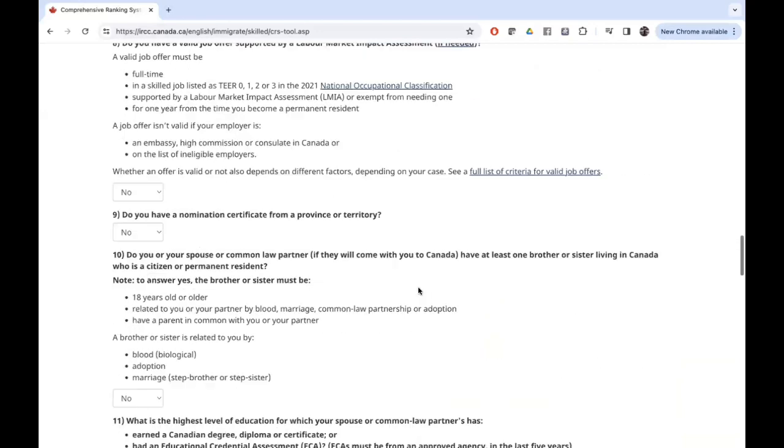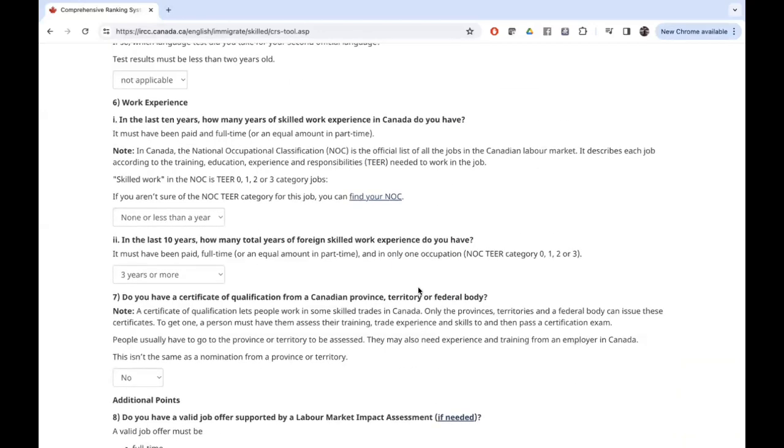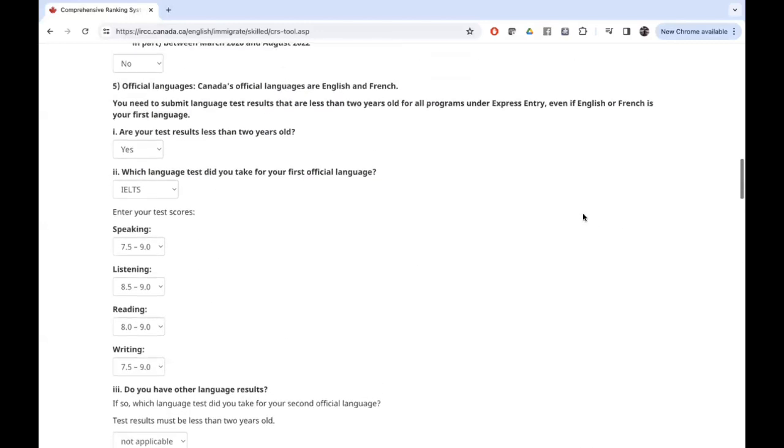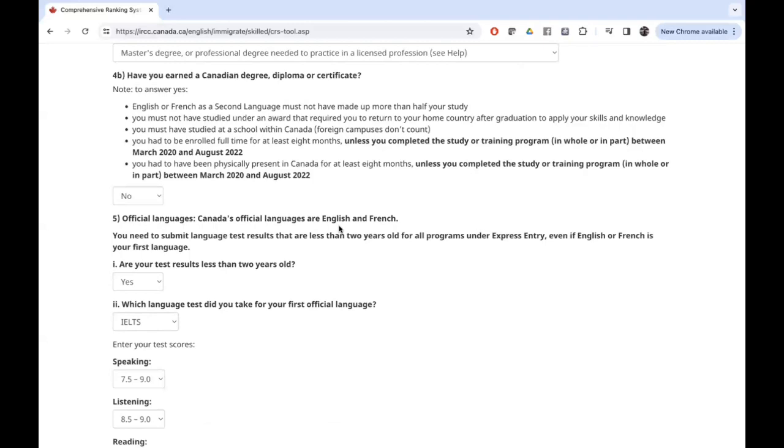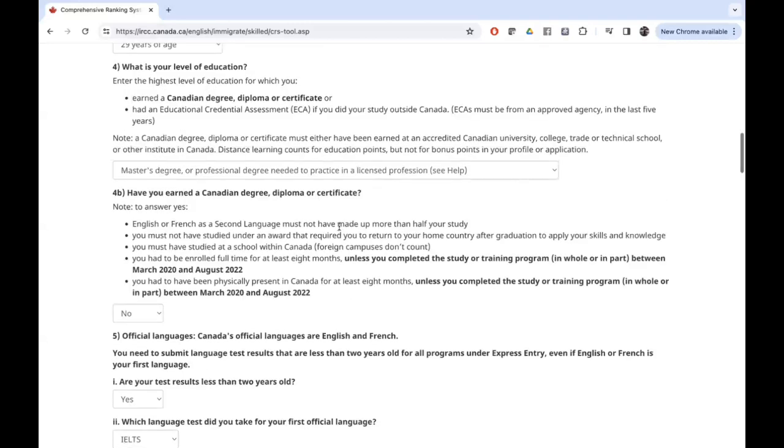So right now, if you apply for Canadian Express Entry, you need to have around 530 marks to qualify to get the ITA, which is the invitation to apply.